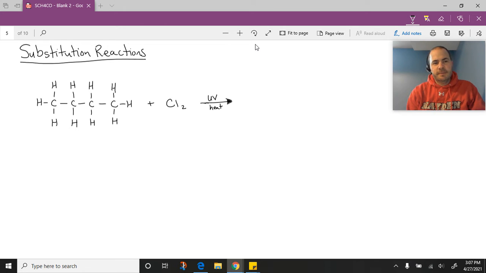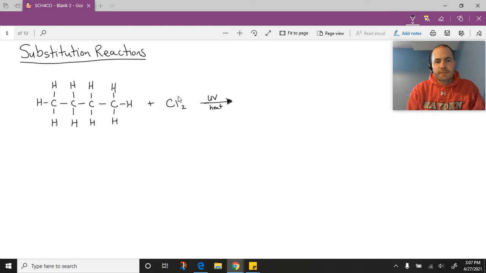So this reaction is a substitution reaction. And if you think about substitution, it means something is going to take the place of something else. So if you think about a substitute teacher in your class, right, they're replacing the teacher that day. Just like in a substitution reaction, we're going to take an atom off of our organic molecule and we're going to replace it with something else.